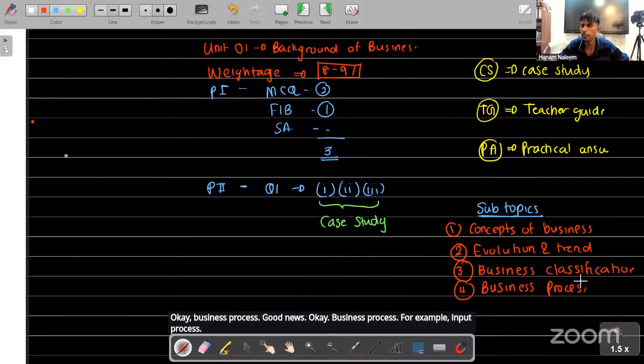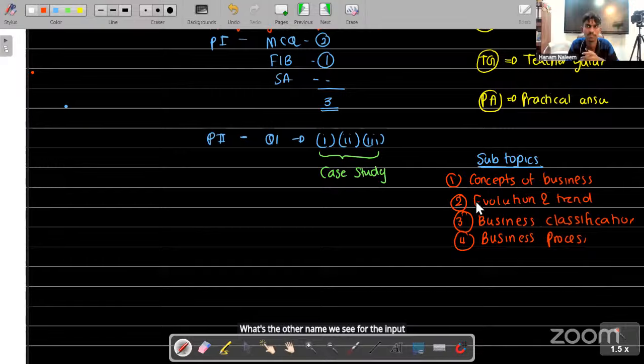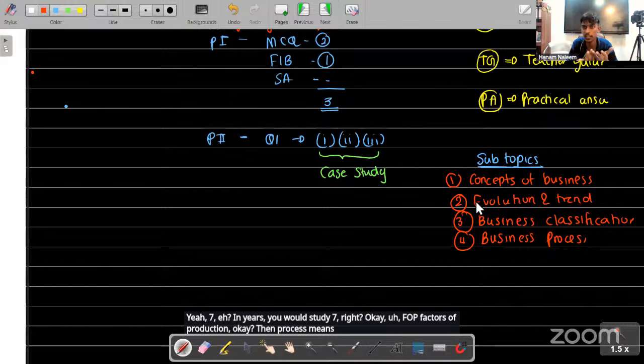So what's the input of a business? What's the other name we say for the inputs of a business? There are 7 names. In ELs, you would study 7, right? FOP, factors of production. Then process means marketing, HR, those things. What's the final output? What's the final output?